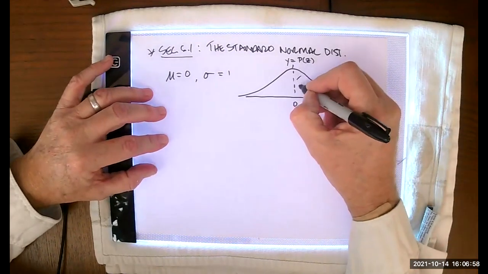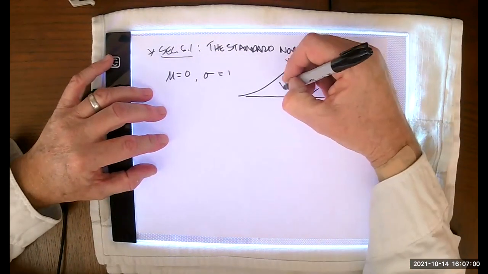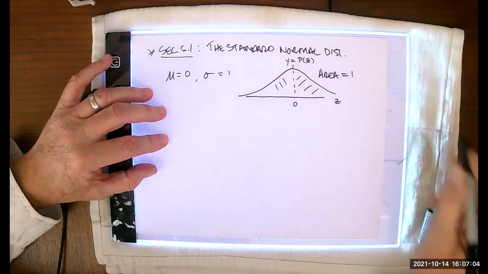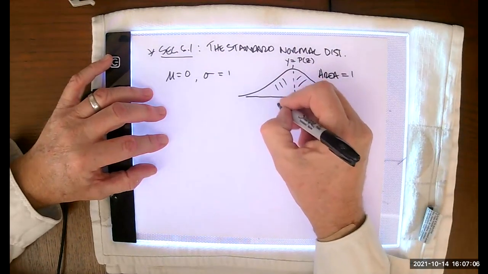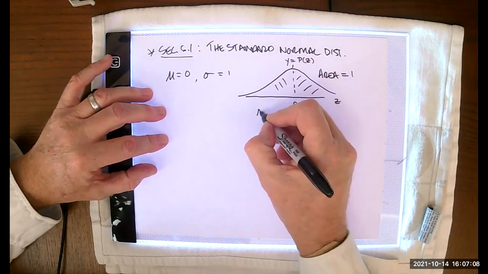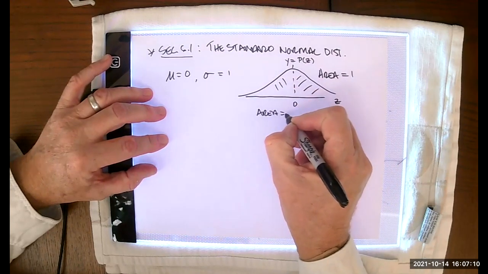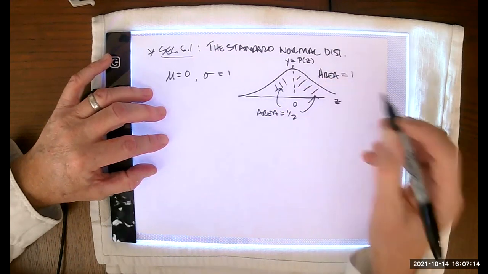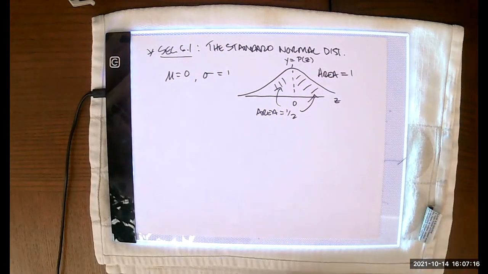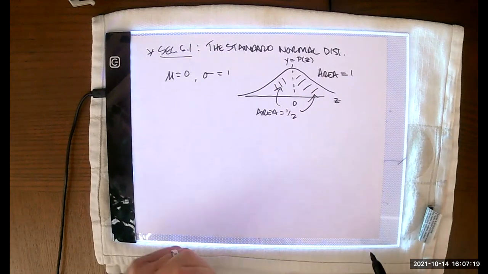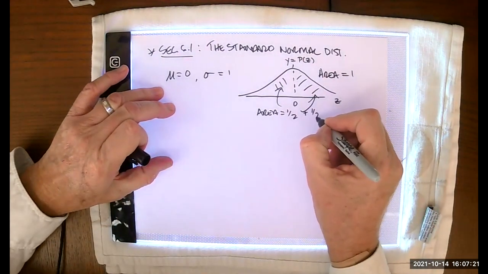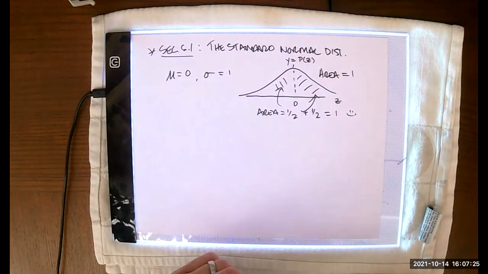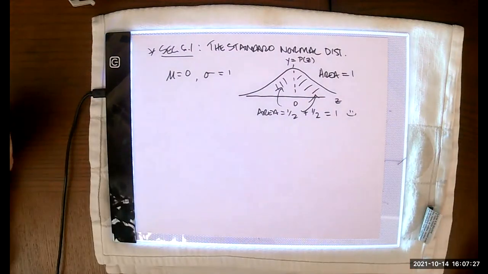A couple of things that we talked about yesterday. The area under that graph is equal to 1. You have an area equal to 1/2 on the left side and on the right side too. So that's two 1/2s together, and you get 1. That's a nice thing because it's a probability distribution, and that's what everything needs to sum to.